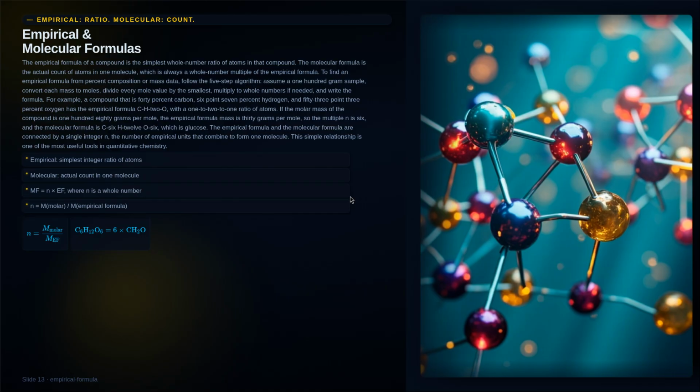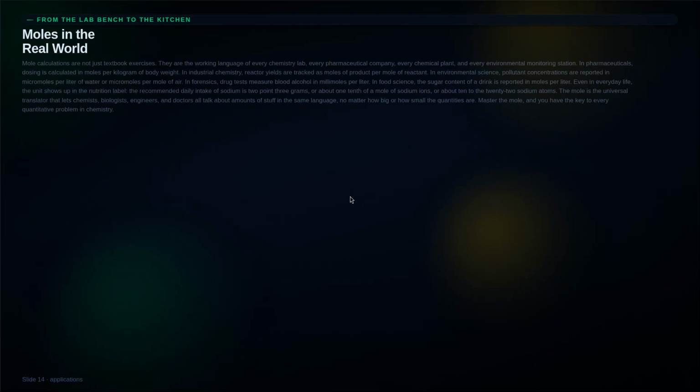For example, a compound with 40.0 grams of carbon, 6.7 grams of hydrogen, and 53.3 grams of oxygen yields the mole ratio 1 to 2 to 1, giving the empirical formula CH2O. The molecular formula is a whole number multiple of the empirical formula. You need the molar mass to determine which multiple.